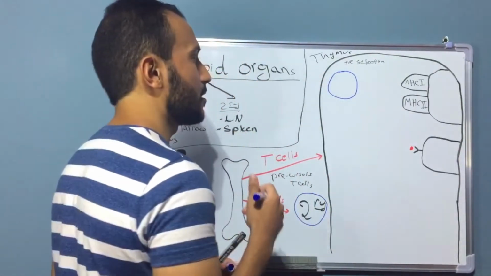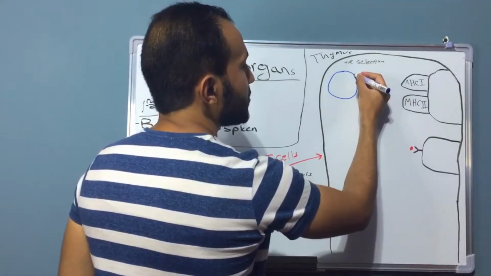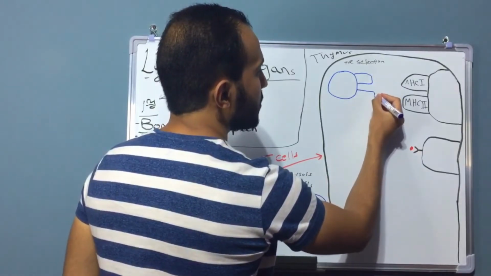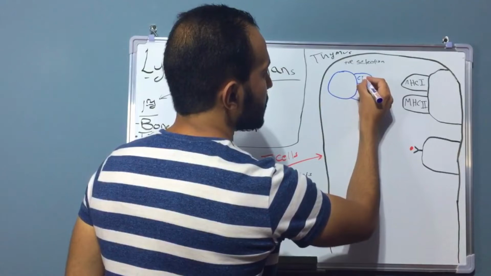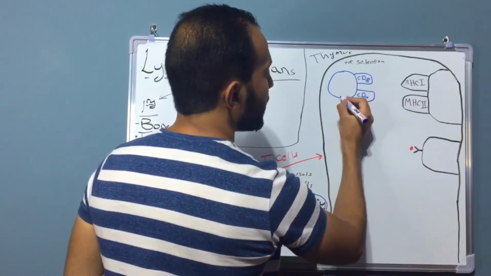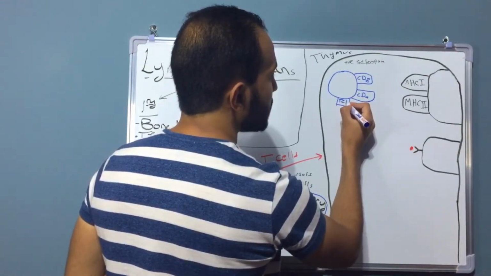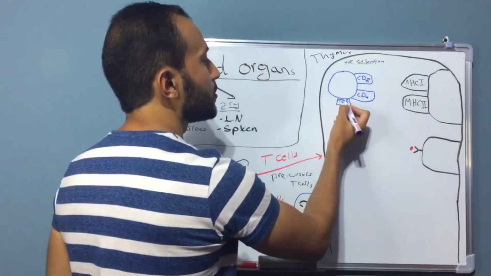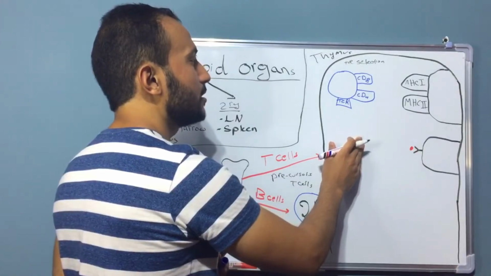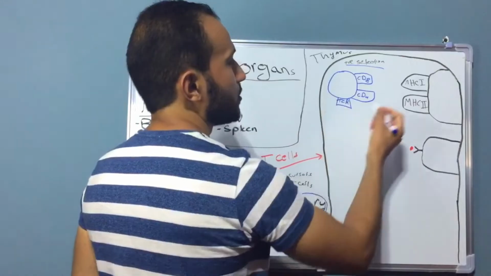The first step in the maturation of a T cell is that they present CD8, CD4, and TCR. And TCR stands for T cell receptor. This is the first step in maturation of T cell in the thymus. The second step is the positive selection.